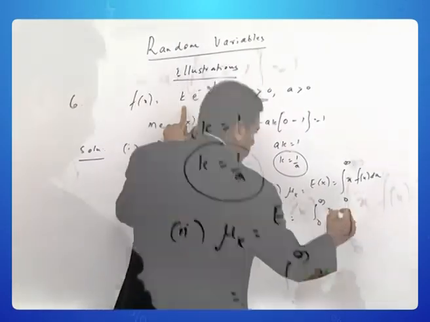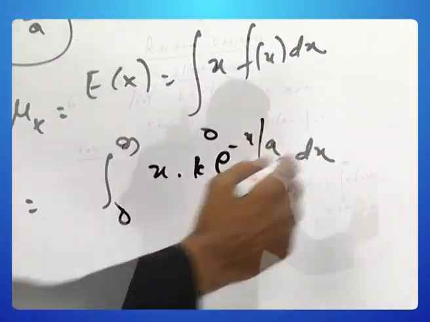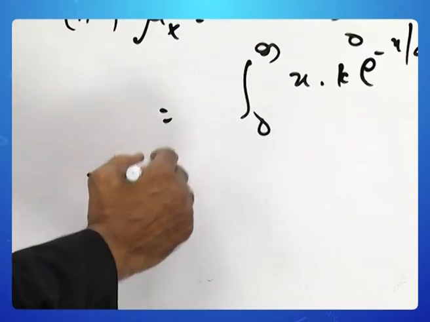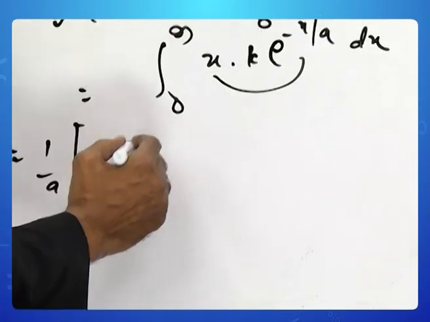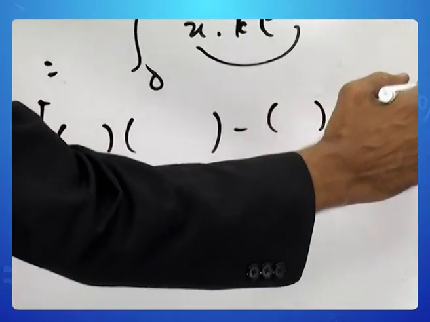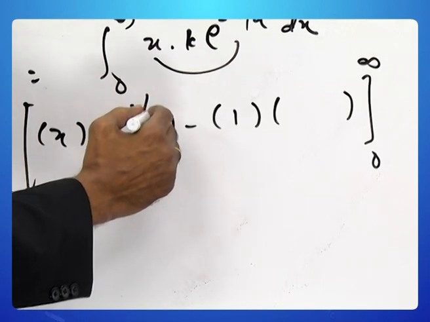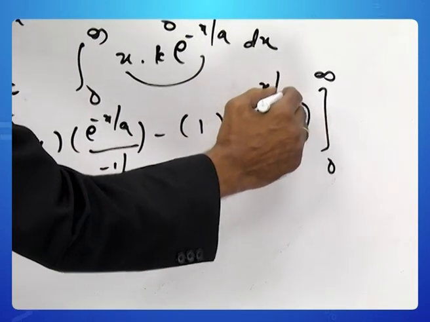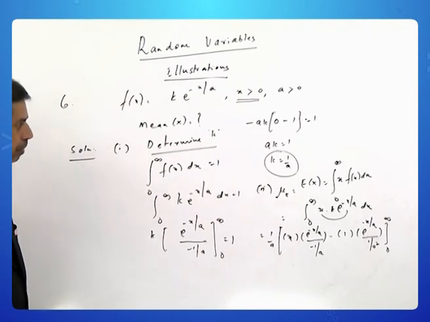So that is k times e power minus x by a dx. But k is already 1 by a. So we can keep 1 by a outside and integrate x e power minus x by a by parts. So we can integrate by parts. X here, 1 e power minus x by a by minus 1 by a, minus e power minus x by a by 1 by a squared. So we have integrated by parts.